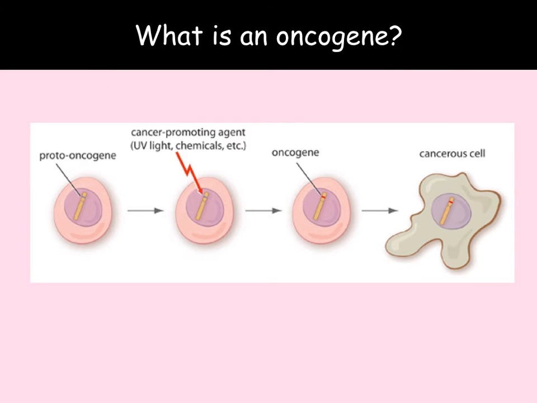So what's an oncogene? Well, when you have a gene mutation causing a proto-oncogene to mutate, it mutates into an oncogene. So here you can see that when a cancer-promoting agent, for example, UV light, causes a change in the gene, this is going to result in an oncogene, and this will cause cancerous cells to divide uncontrollably.